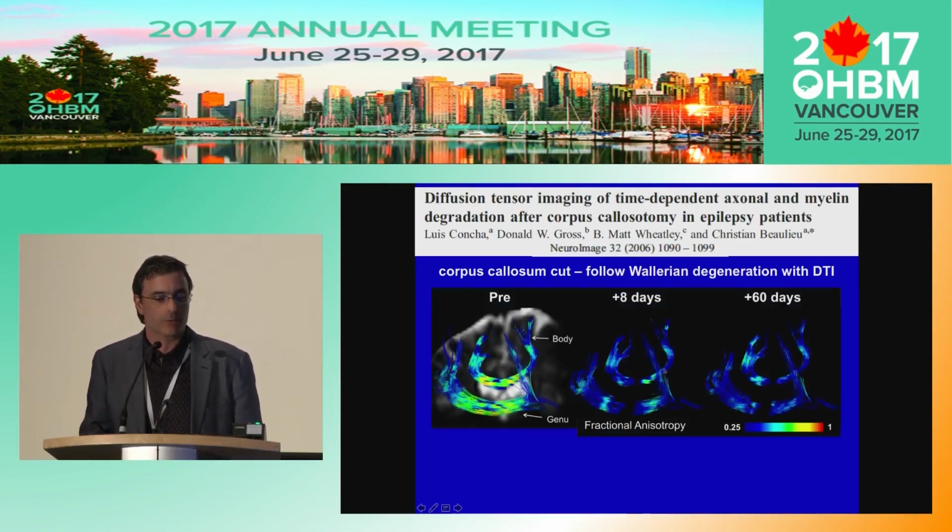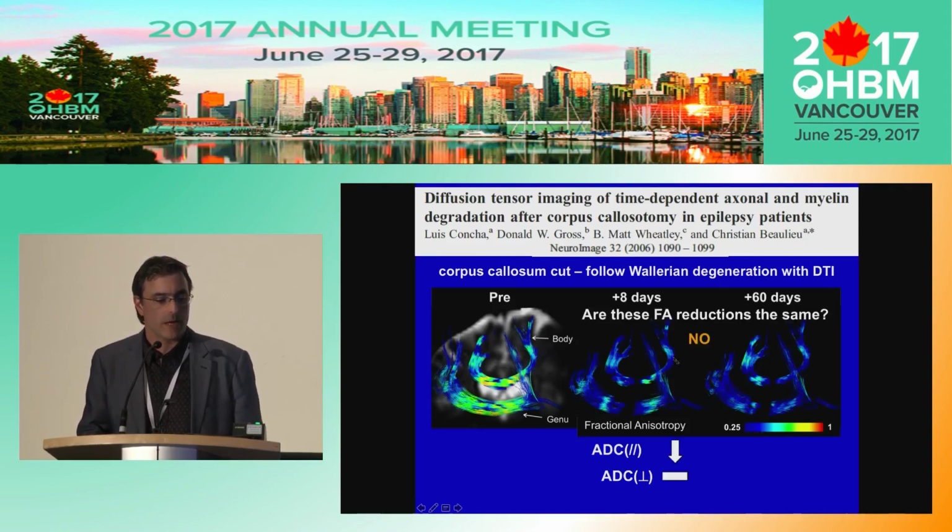To follow up from Victor's work, here are epilepsy patients that get the corpus callosum cut in order to prevent transmission of the seizures, and it's color-coded by FA. You can see at 8 days and 60 days after surgery, the corpus callosum is cut, and the FA is blue, very low FA, but it looks the same between 8 days and 60 days. So the question is, are these the same?